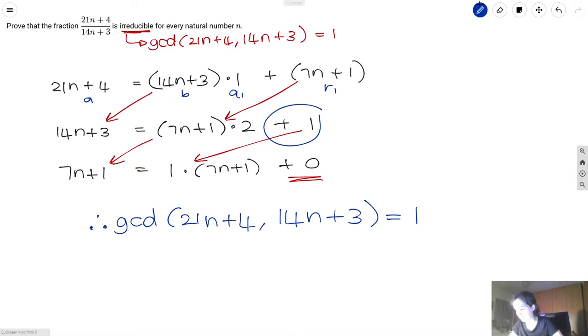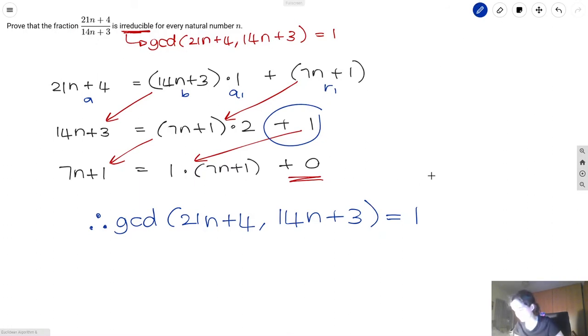So yes, it's quite a nice and short question. And since we've now proven that the GCD of these two terms is going to equal 1, this means this whole fraction is going to be irreducible. And yes, so we are done with the question.